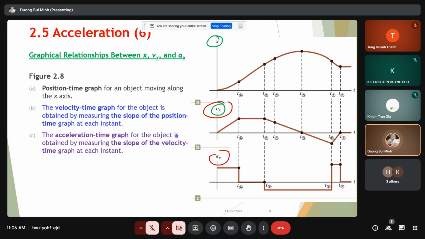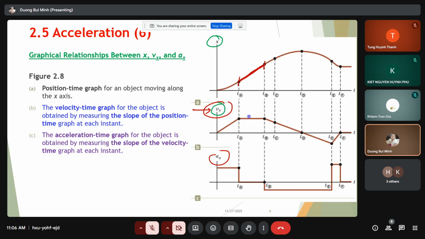First of all, we consider Vx. We have some linear region, some constant. So you can predict the function of x. x must be a quadratic equation. If x is a quadratic equation, when we take the first derivative of x with respect to time, you guess Vx is linear. From this region to this region, x is like linear, so Vx is constant.